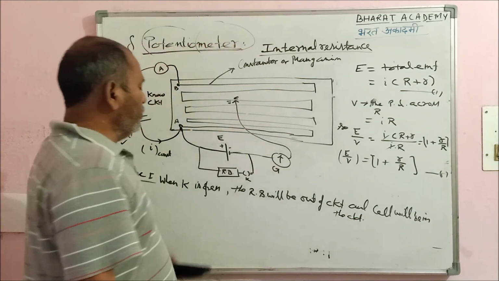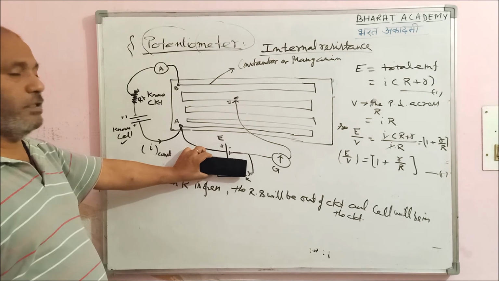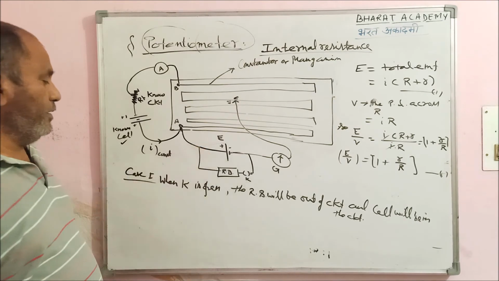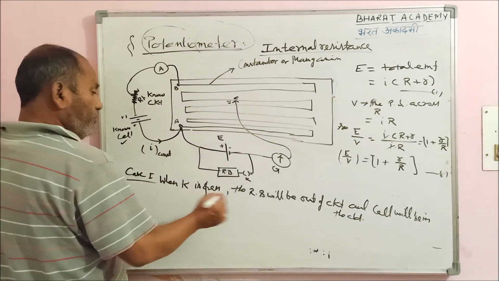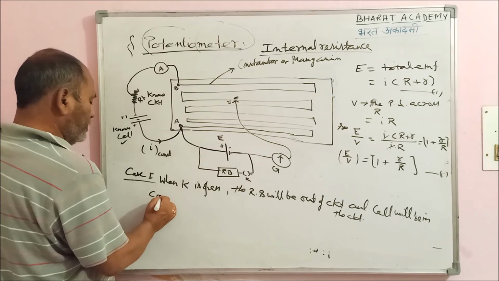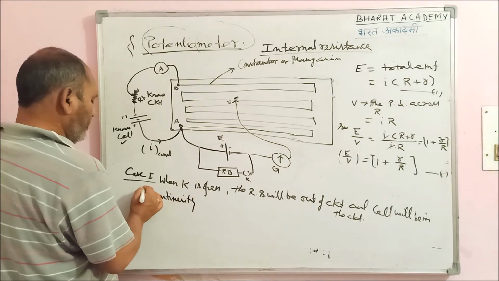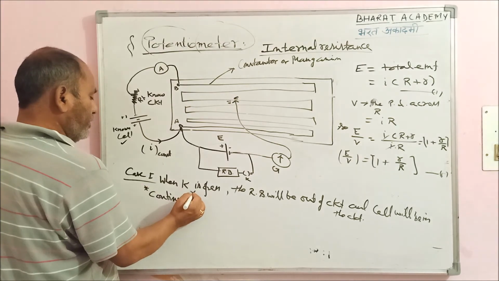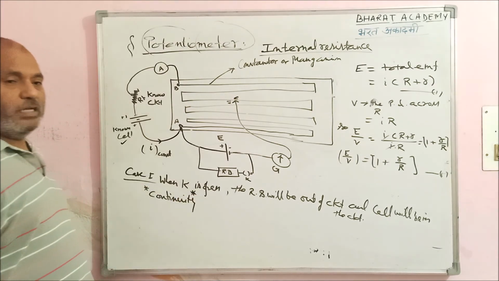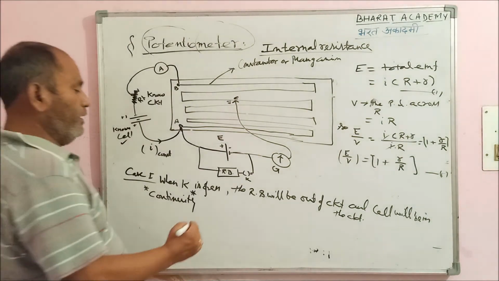Right? So what will happen when it is out of circuit? It is the first part of our experiment. So before starting, again you have to check the continuity. Remember, this is very important, very necessary. Continuity you have to check. Double side deflection should be there.